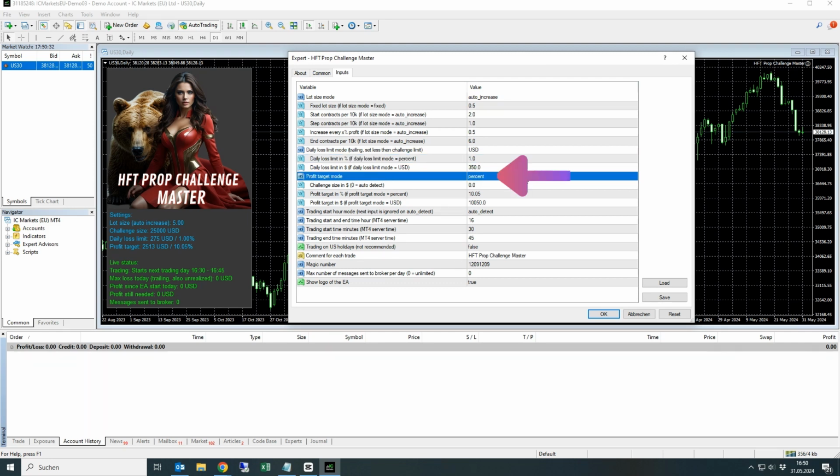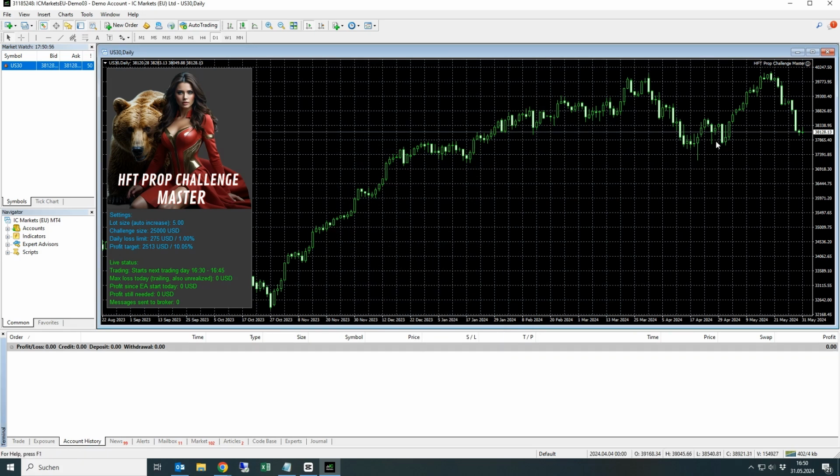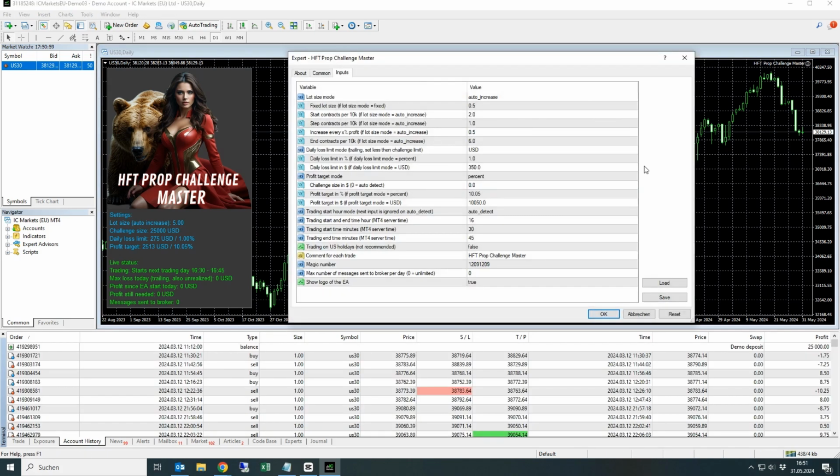In the same way, the profit target can be configured. For the calculation of the profit target, the challenge size is needed, which is normally auto-detected by the AI from the history. If you have the wrong settings in your MetaTrader terminal, the auto-detection cannot read the initial balance. You will then get an error message. To correct this, right-click on the account history and select All History. Then restart the Expert Advisor and it works. This does not apply to the MetaTrader 5 version.